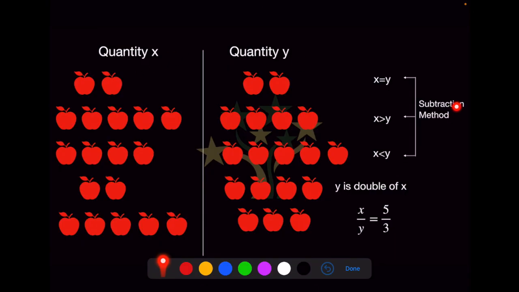If you notice here, in the first three examples, we have compared the quantities x and y using the subtraction method. That is, we have subtracted one quantity from the other. And in the last two examples, we have divided the two quantities by saying x by y and we use the word times. For example, here we say x is equal to 5 by 3 times y. But in the subtraction method, we use the words equal to, greater than or less than. Now let's look at subtraction and division methods in detail using examples.